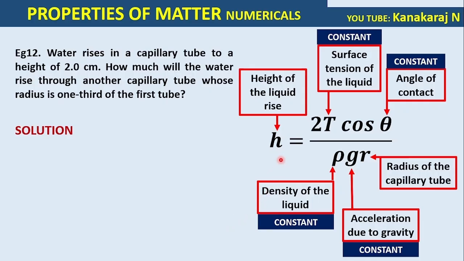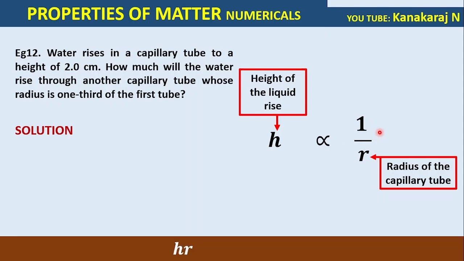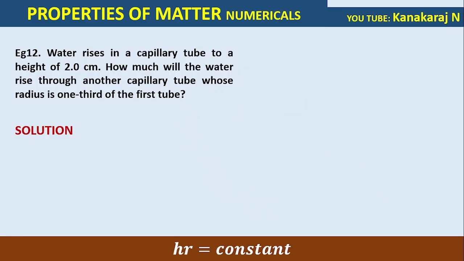So the height of the liquid rise through the capillary tube, h, is inversely proportional to the radius of the capillary tube. So h is proportional to 1 upon r. So we get hr equals a constant. This formula we are going to use to solve the problem. h1 r1 equals h2 r2.